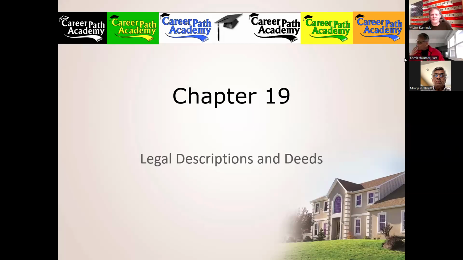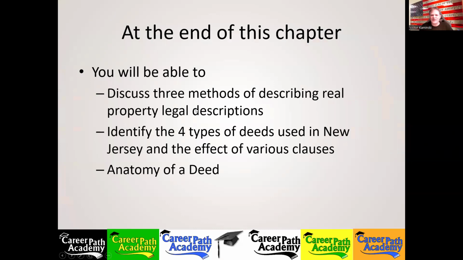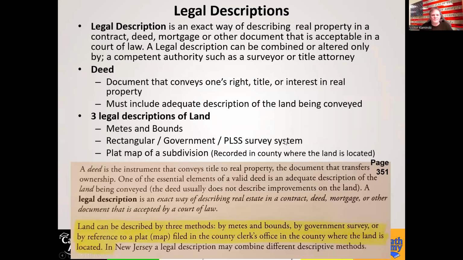Let's get going. Chapter 19, legal descriptions and deeds. In this chapter, we're going to talk about the three methods of describing real property, those three forms of legal descriptions. We're going to identify the four types of deeds that are used in New Jersey. We're going to learn about the anatomy of a deed. And let's start off with legal descriptions.